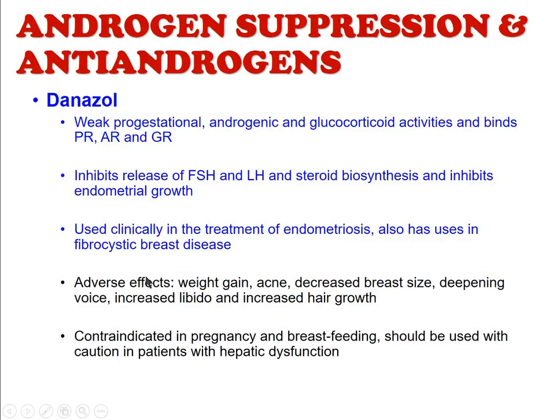And then we have this drug called danazol, which binds weakly to progesterone, androgen, and glucocorticoid receptors, and inhibits the release of FSH, LH, and steroid biosynthesis, and inhibits endometrial growth. So it's basically a complete shutdown of the gonadotropin and corticosteroid pathway. As you can see that it inhibits endometrial growth, it could be used for treatment of endometriosis.